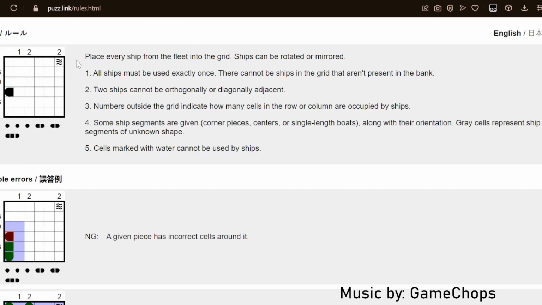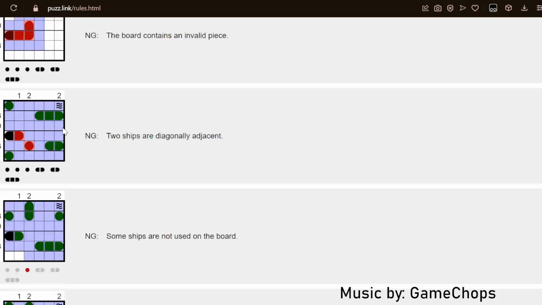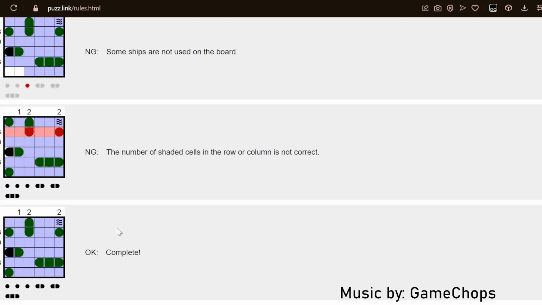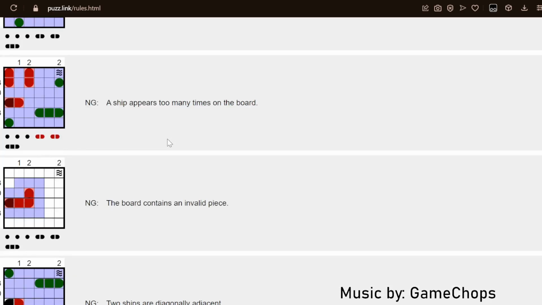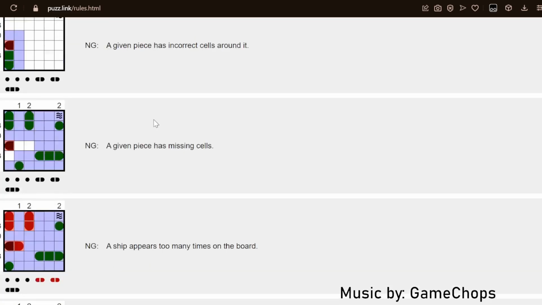You can see here. The rules of basic Battleship are: place every ship from the fleet into the grid. Ships can be rotated or mirrored, so you see there's a selection here. In the final grid, you must place all of them. All ships must be used exactly once. There cannot be ships in the grid that aren't present in the bank, which I assume is this little collection of ships here. You must use every ship once, and every ship must be used. Two ships cannot be orthogonally or diagonally adjacent, so something like this would not work.